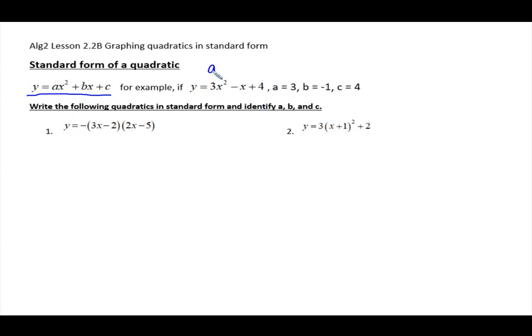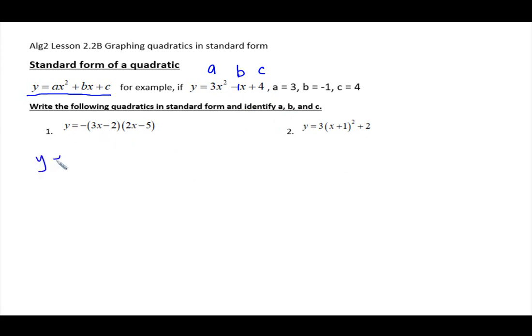The a value is always the number that's in front of x squared. The b value is the number that's in front of x. So in this case that would be -1. And the c value is the number that doesn't have an x. Okay, so number 1 here, they want us to write this into standard form and then identify a, b, c.